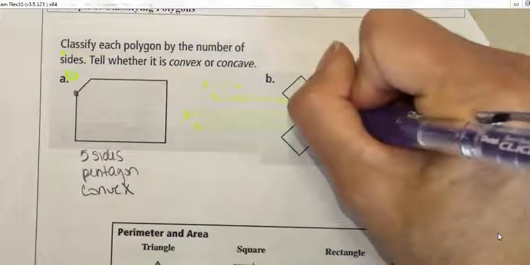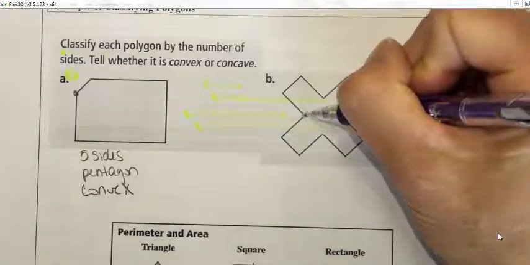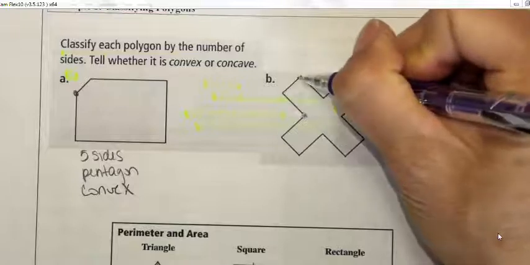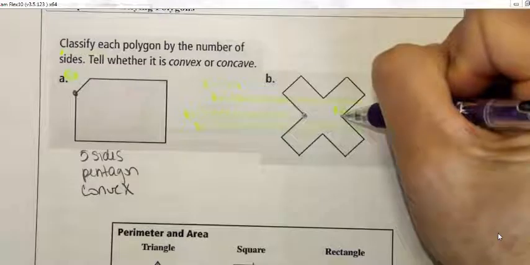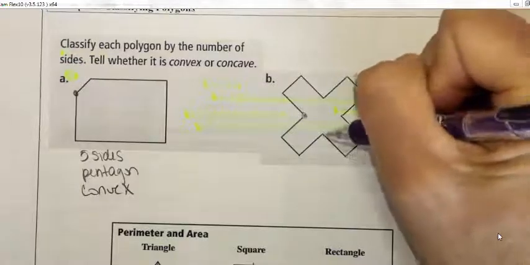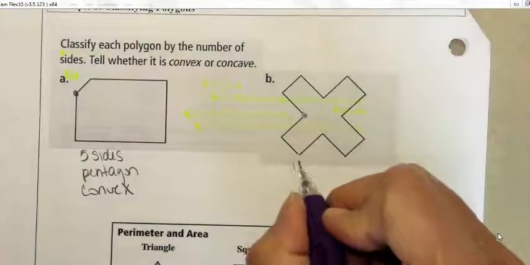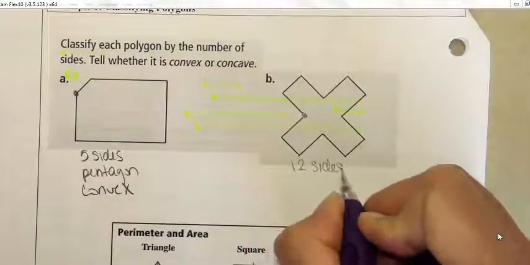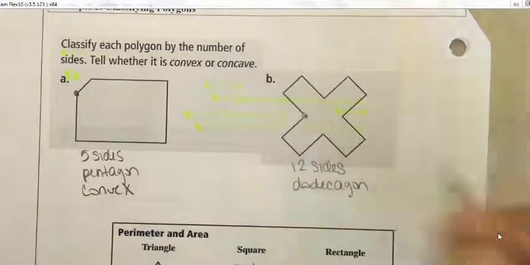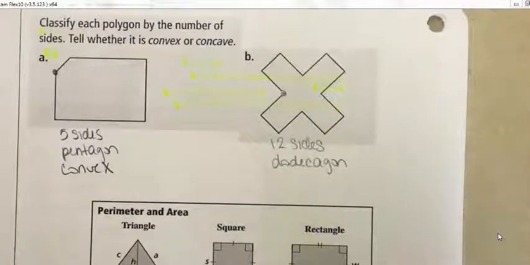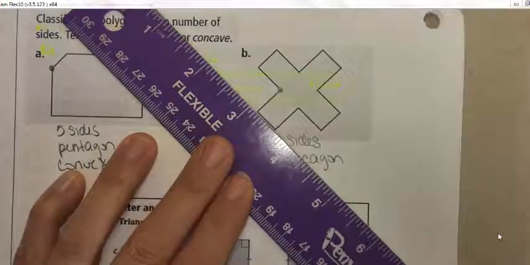Okay, let's see. I'm going to start over here. Doesn't matter where you start. Just make sure that you know where you started so you know where to end. So the number of sides: 1, 2, 3, 4, 5, 6, 7, 8, 9, 10, 11, 12. So I got 12 sides. We call that a dodecagon. If you don't know the names of these polygons, you're going to want to learn them. It's basic vocabulary.